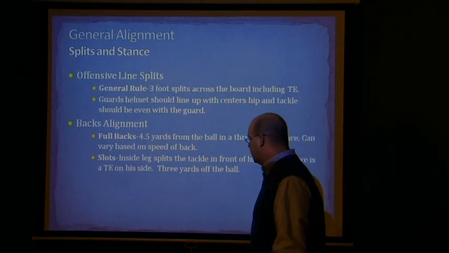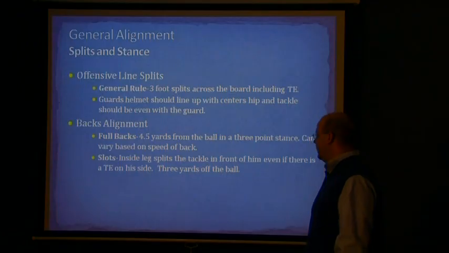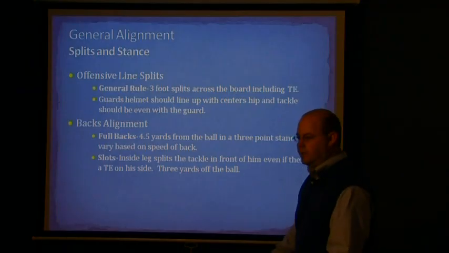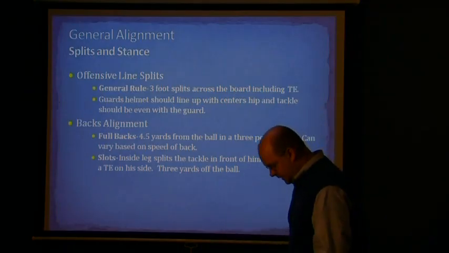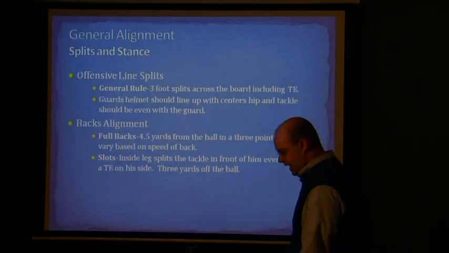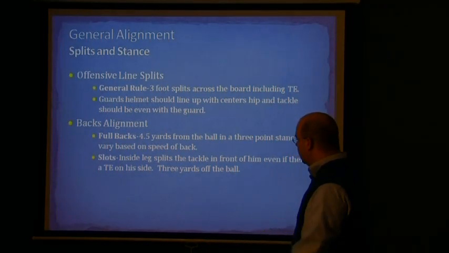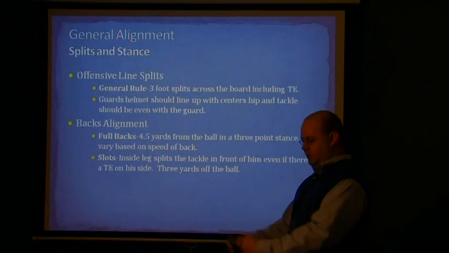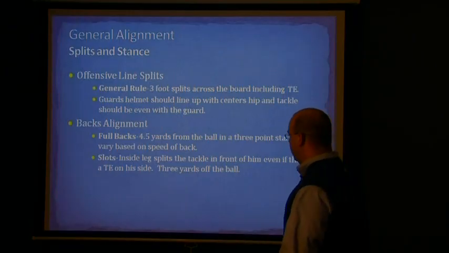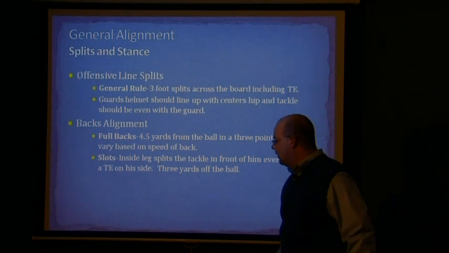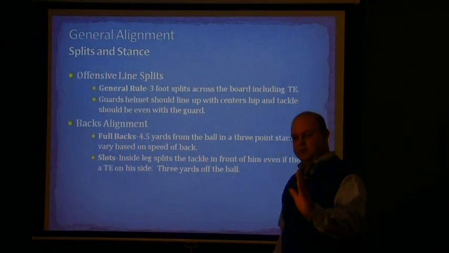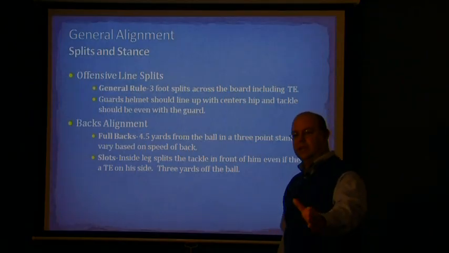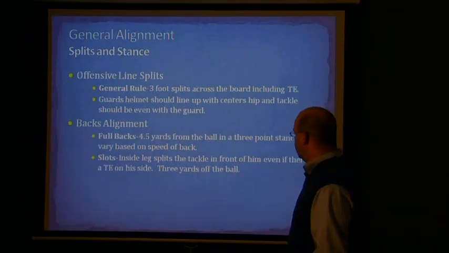As far as our slots' alignment, his inside leg splits the tackle in front of him, even if there's a tight end. All right, so he always aligns on the offensive tackle. His inside foot always splits the tackle, and we're 3 yards off the ball. So that usually puts us about 1.5 yards to 2 yards behind the tackle. We feel that by putting him 3 yards off the ball, it allows us to go in motion a lot flatter. We can wait longer to go in motion, and it gets our kids to where they need to be without having to round their path.